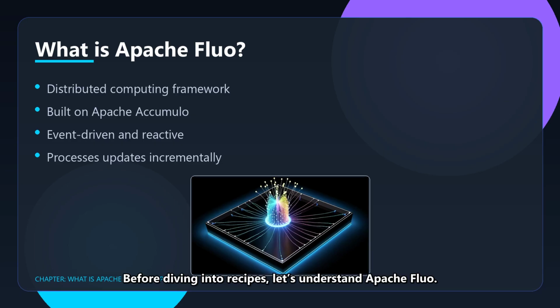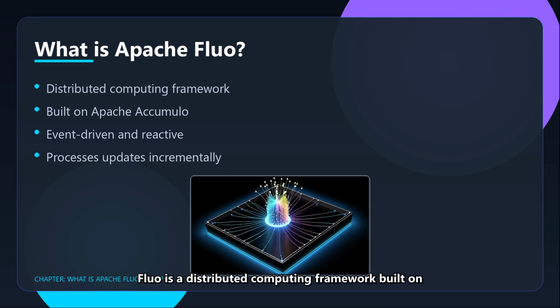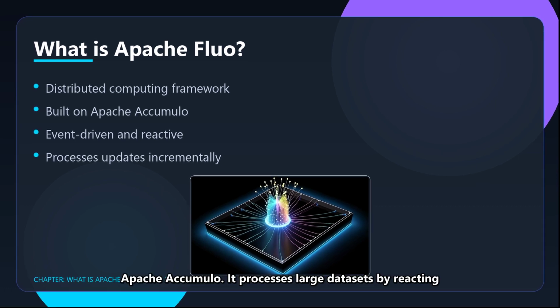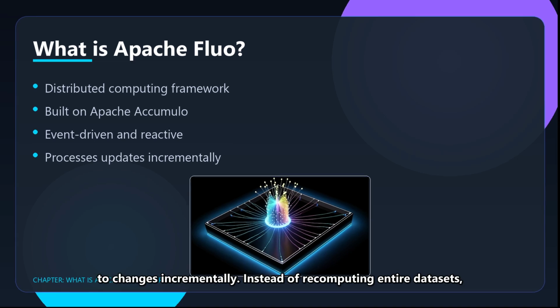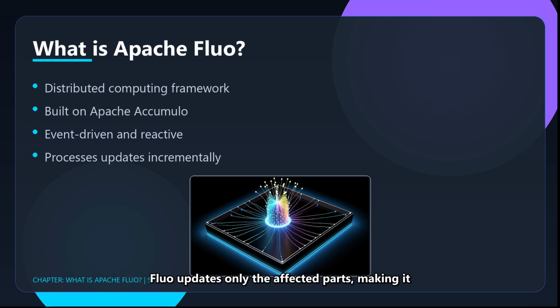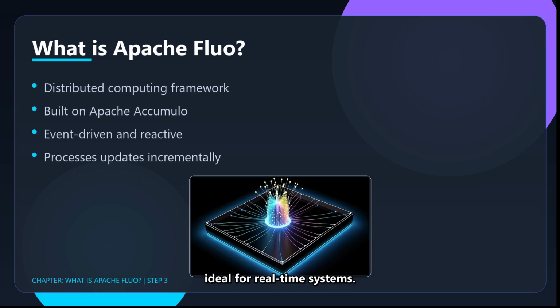Before diving into recipes, let's understand Apache Fluo. Fluo is a distributed computing framework built on Apache Accumulo. It processes large datasets by reacting to changes incrementally. Instead of recomputing entire datasets, Fluo updates only the affected parts, making it ideal for real-time systems.